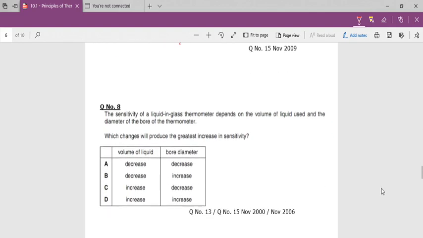This question is related to sensitivity. So sensitivity, I have already told you that it depends on, number one, narrow bore.